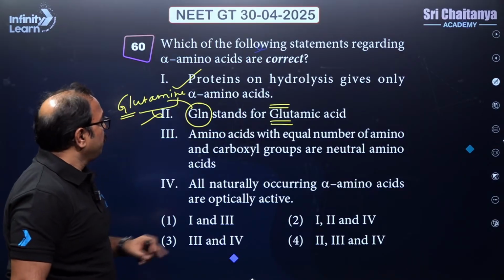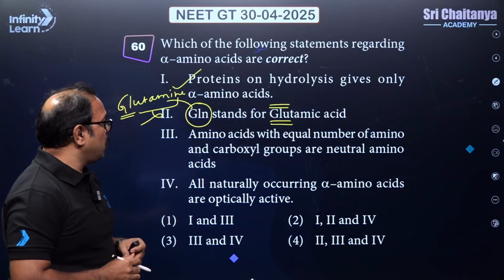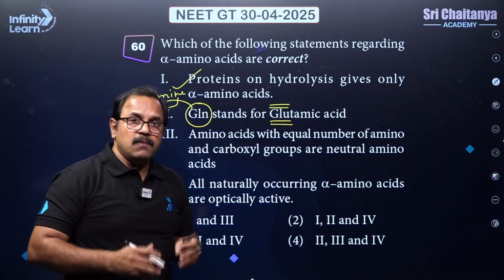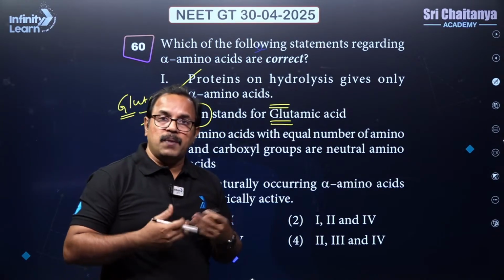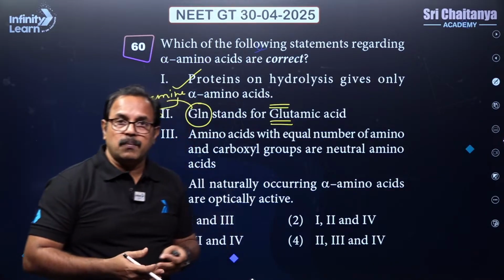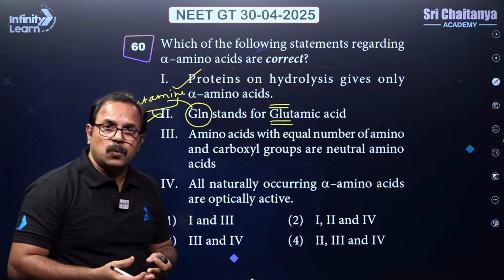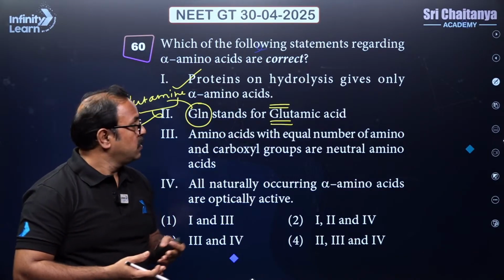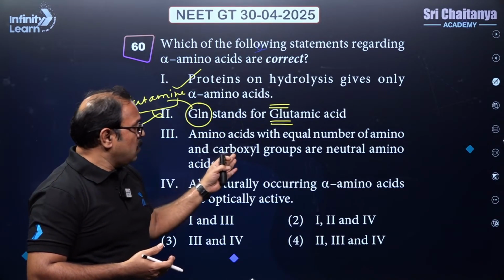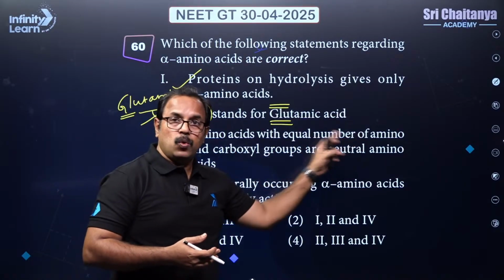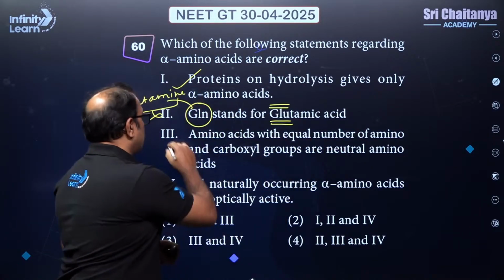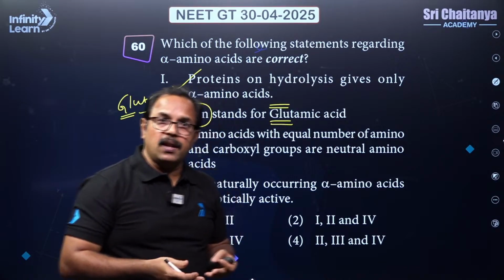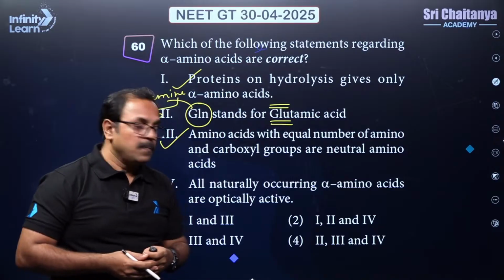Now, amino acids with an equal number of amino groups and carboxyl groups are neutral amino acids. Yes. Whenever nitrogen or basic groups are more, they come as basic amino acids. If you have two acidic groups, it comes as an acidic amino acid, like aspartic acid and glutamic acid. When you have one amino group and one carboxyl group, they are certainly neutral amino acids, like glycine, alanine, phenylalanine. There are many neutral amino acids.